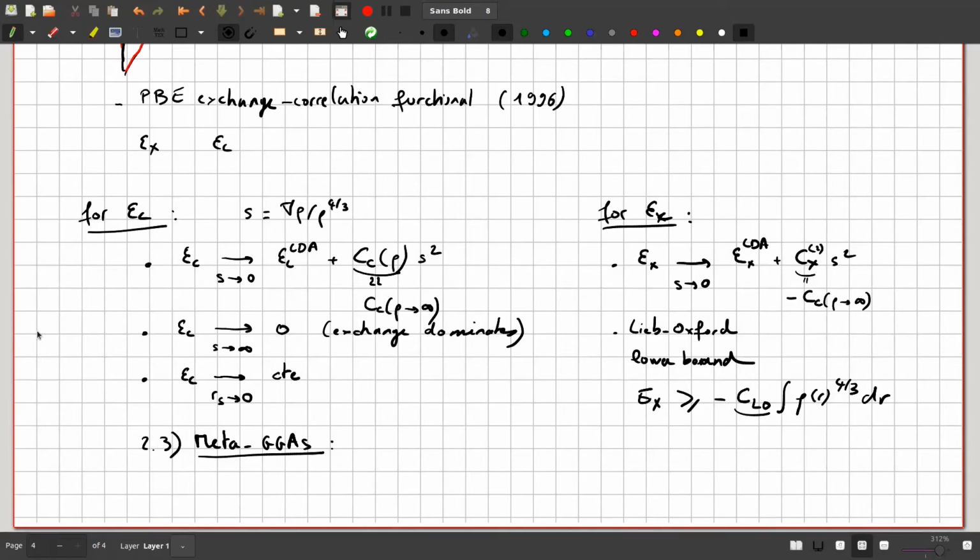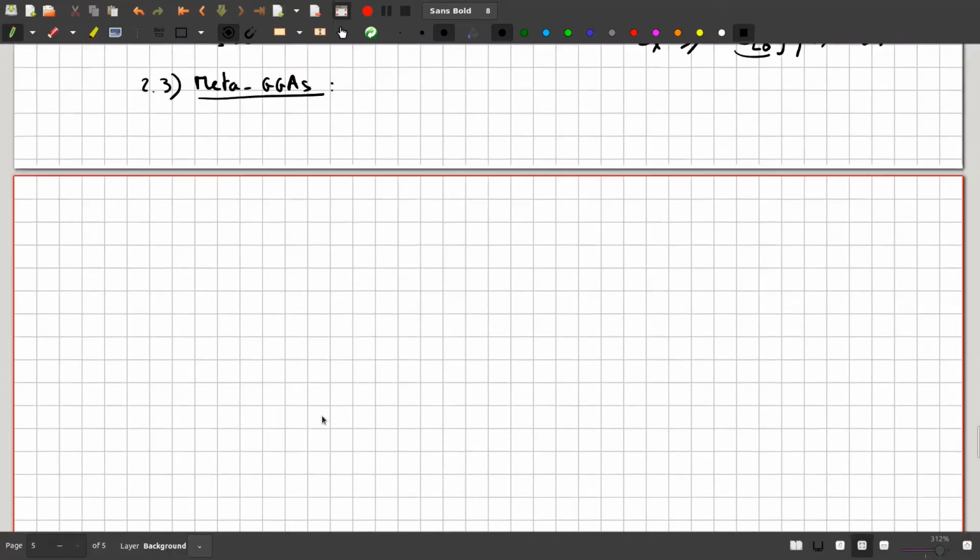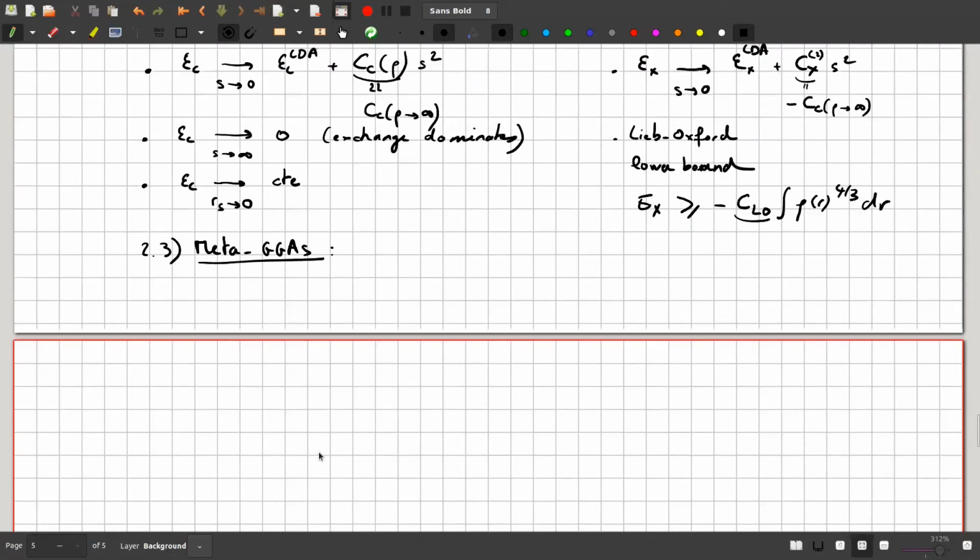No, we can continue with the meta-GGAs. I should say that the GGAs are an improvement over LDA, of course. The meta-GGAs improve over the GGAs by introducing a new quantity. So now you have an exchange-correlation functional which depends on rho and on the kinetic energy density tau.